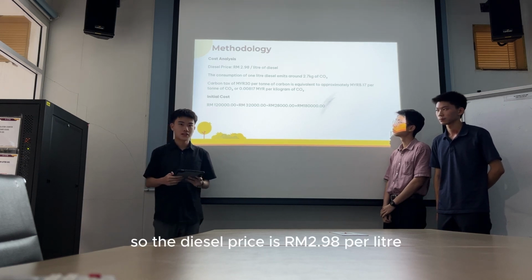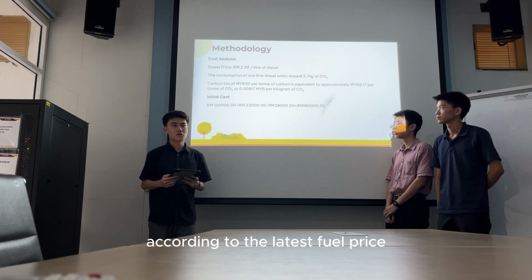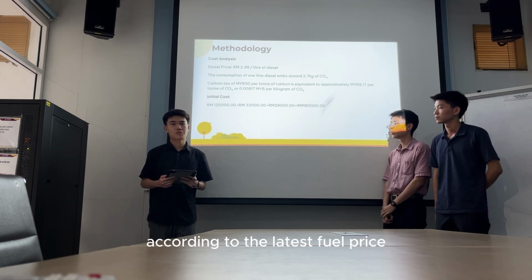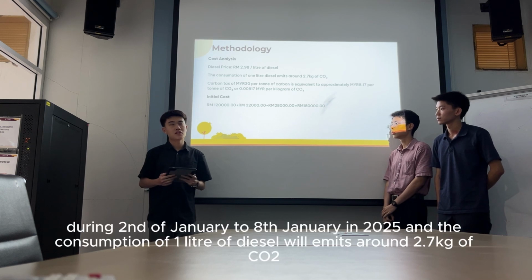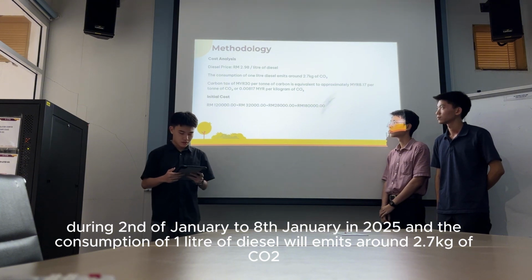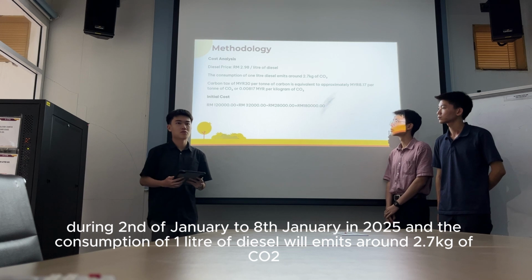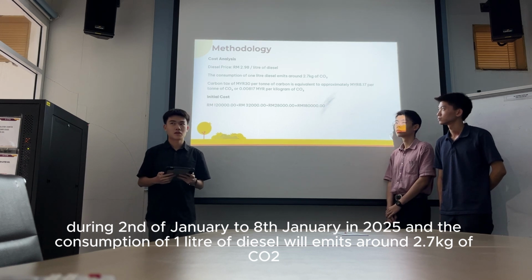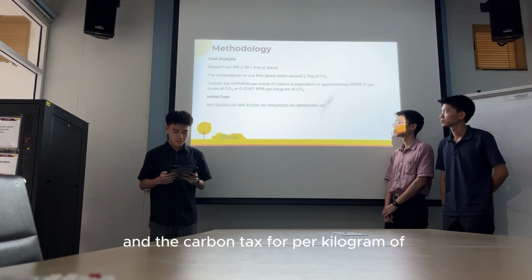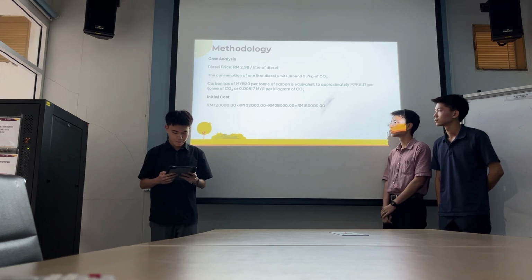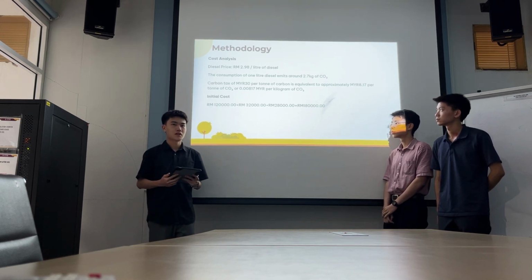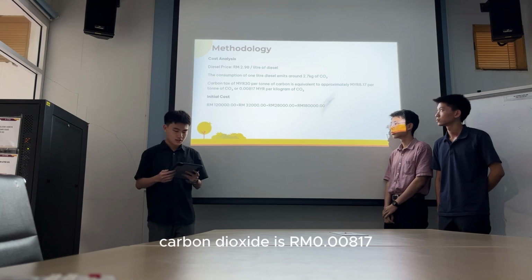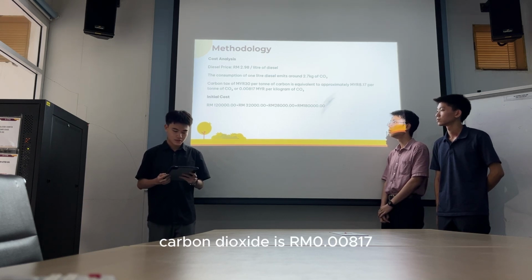So the diesel price is 2 ringgit and 98 cents per liter according to the latest fuel price during 2nd of January to 8th of January in 2025. And the consumption of 1 liter of diesel will emit around 2.7 kg of carbon dioxide, and the carbon tax per kilogram of CO2 is 0.00817 ringgit.